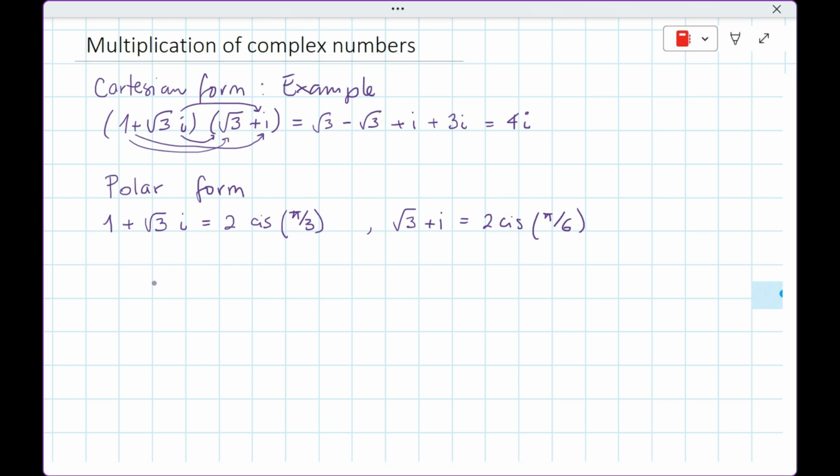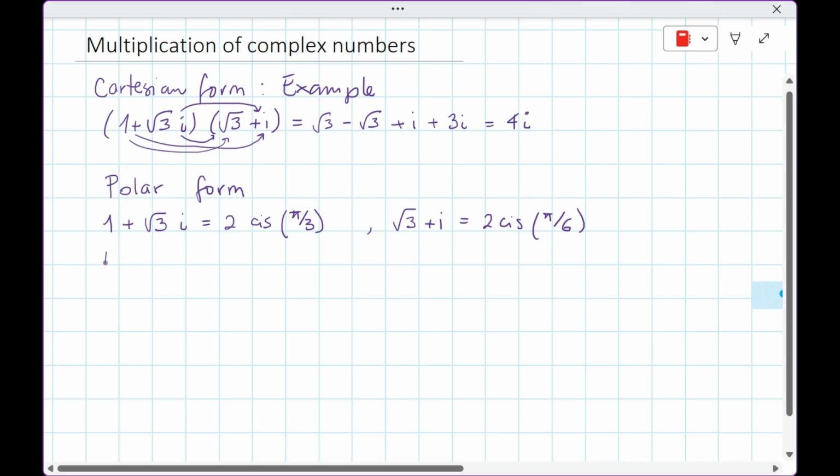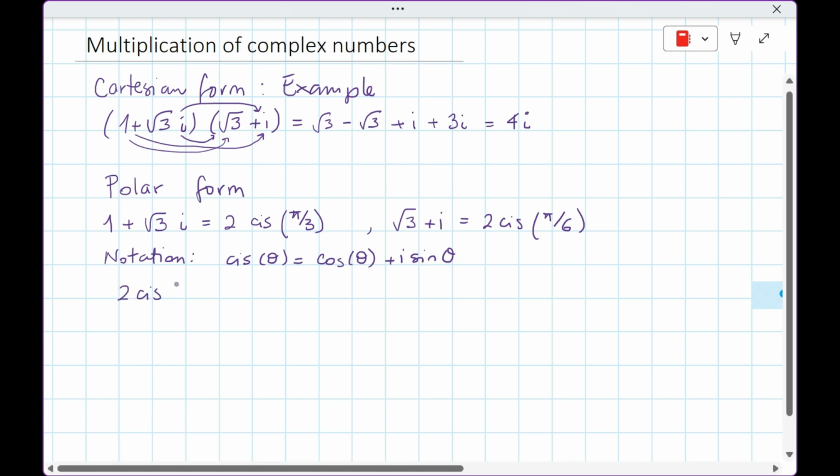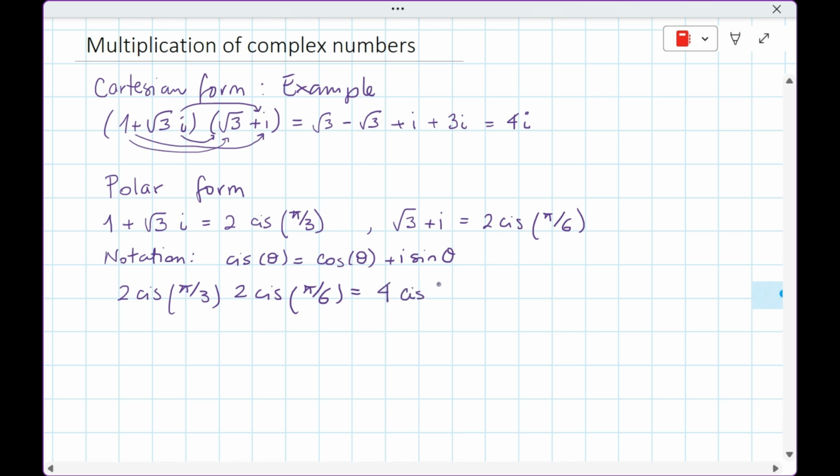Now, when I want to multiply these, let me just remind you what this notation means. When I write cis of an angle, what I mean is the expression that has cosine of the angle plus i times sine of the angle. So when I'm multiplying these two complex numbers, I'll be doing 2 cis pi over 3 multiplied by 2 cis pi over 6. I'm going to multiply the numbers 2 times 2, so I'm going to get 4 cis pi over 3 multiplied by cis pi over 6.